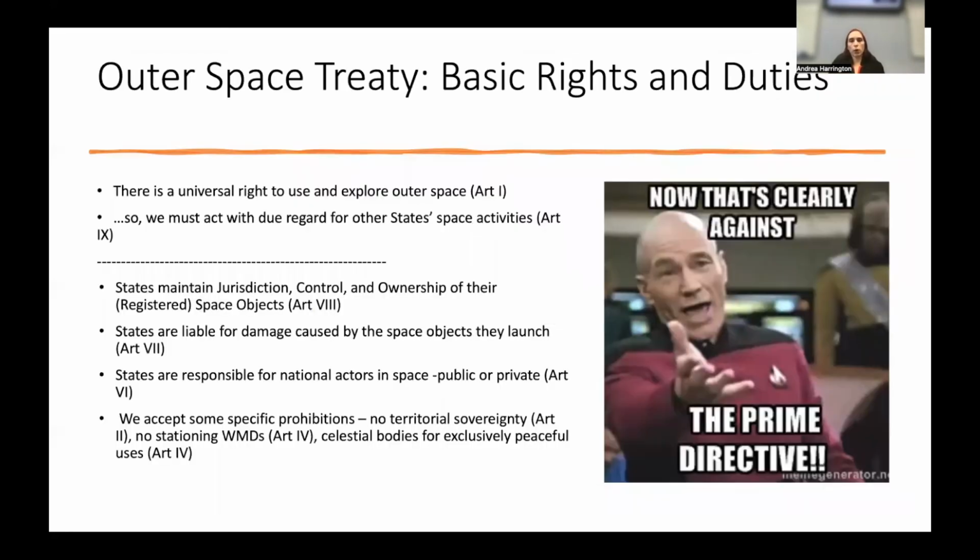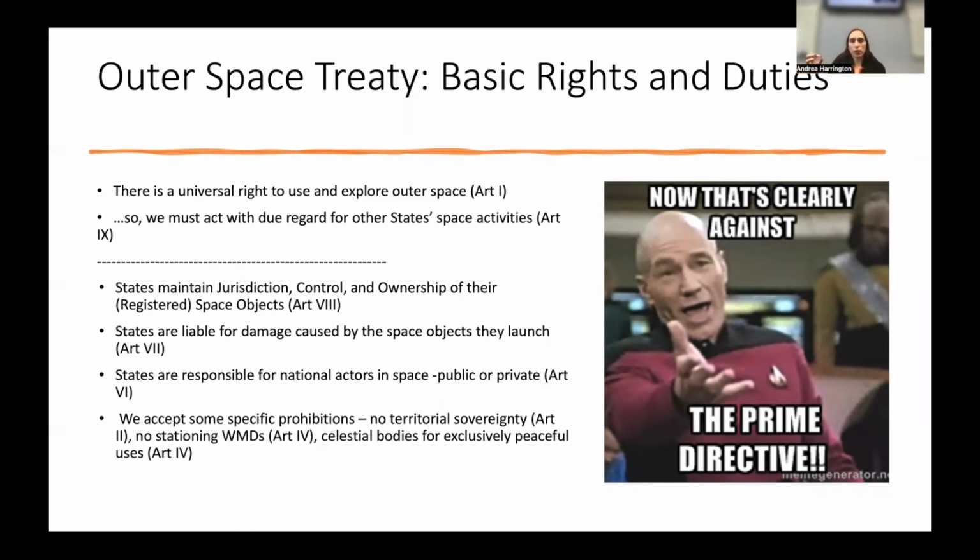Okay, so to kind of summarize how the basic rights and duties of the Outer Space Treaty work, we have a universal right to use and explore outer space coming from Article 1. We also have, of course, the prohibition on territorial sovereignty, so we can use and explore, but we can't claim sovereignty, we can't appropriate space. But in our right to use and explore, right, it's not unlimited. We have to act with due regard for other state space activities. It is the main balancing factor in the Outer Space Treaty.